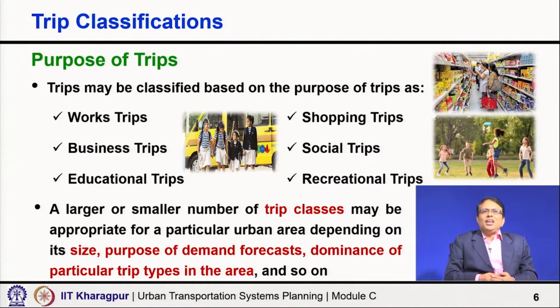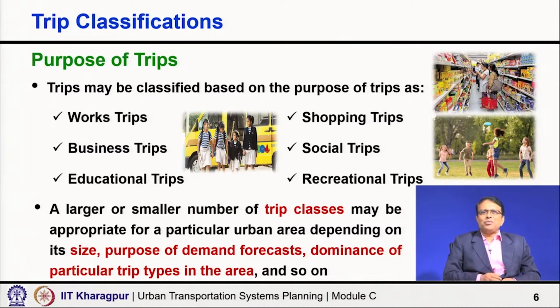So, I have said here a larger or smaller number of trip classes may be appropriate for a particular urban area, depending on its size, how much is the contribution. I do not want to classify a trip separately if the contribution of that trip in the overall number of trips is really very insignificant, then there is no point in making a separate classification. Because the idea is to find out contributions which are actually reasonable and contributing significantly to the transportation problems.